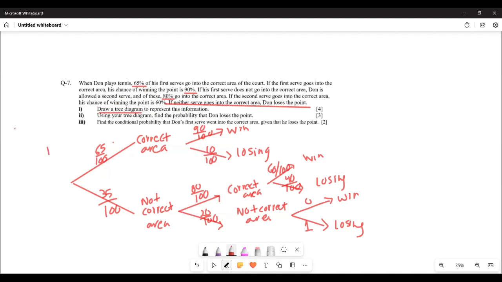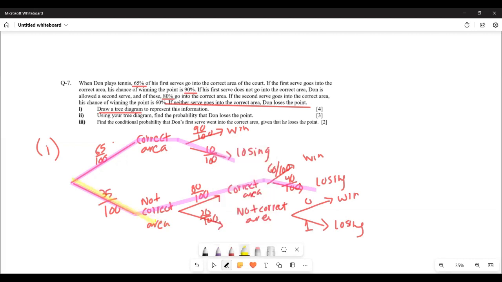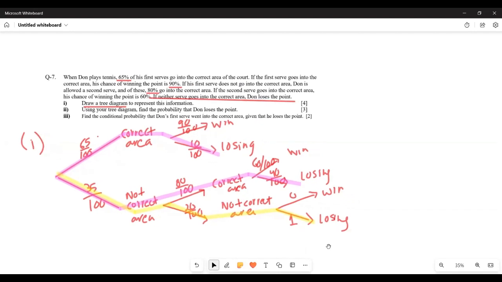Done. Part 2. Using the tree diagram, find the probability that Don loses the point. So losing किस किस तरह से हो रही है कि एक तो correct area में जाके lose कर रहा है, फिर incorrect में, फिर add कर देंगे उसको. हाँ, not correct, correct, और फिर lose कर रहा है, और फिर आखिरी क्या है, not correct और lose. So 3 तरह से lose हो रहा है. Last one is not correct, and then again not correct, and then losing. So multiply and add all these possibilities.